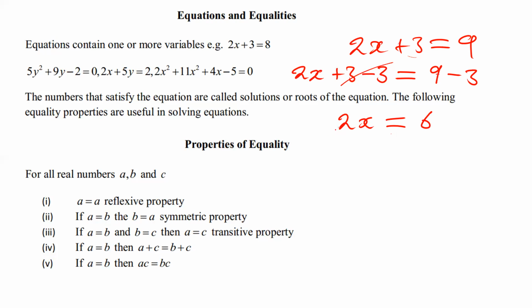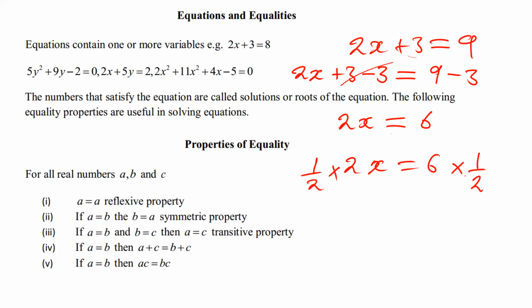From there, we can now find the inverse of 2. So we have 2x is equal to 6. The inverse of 2 is simply 1 over 2. So we're multiplying 1 over 2 on the left, and since this is an equation, we also have to do the same on the right. So we have to multiply by 1 over 2 on the right.